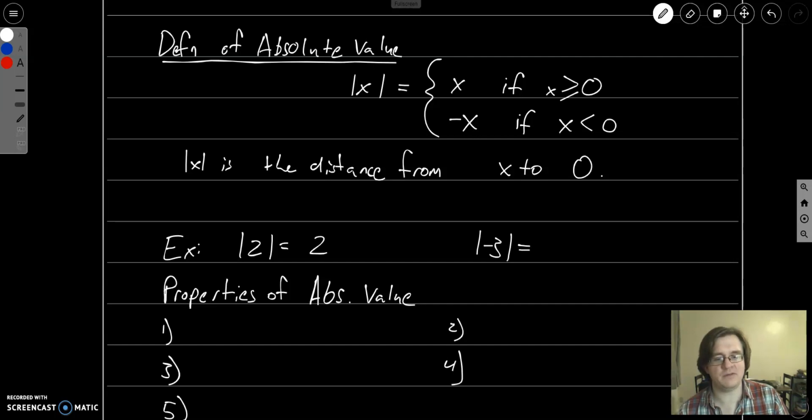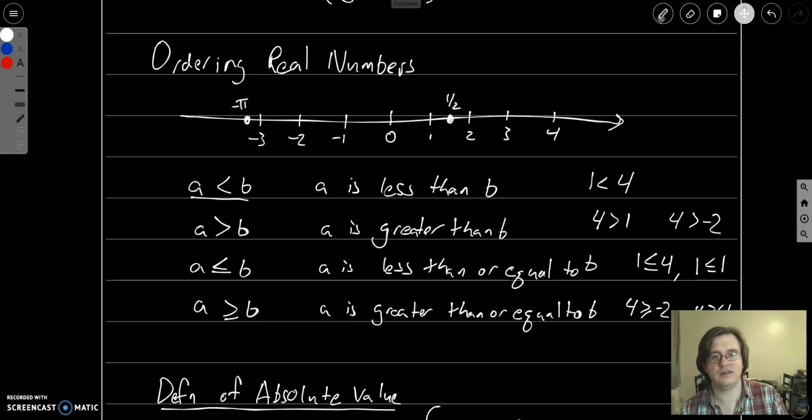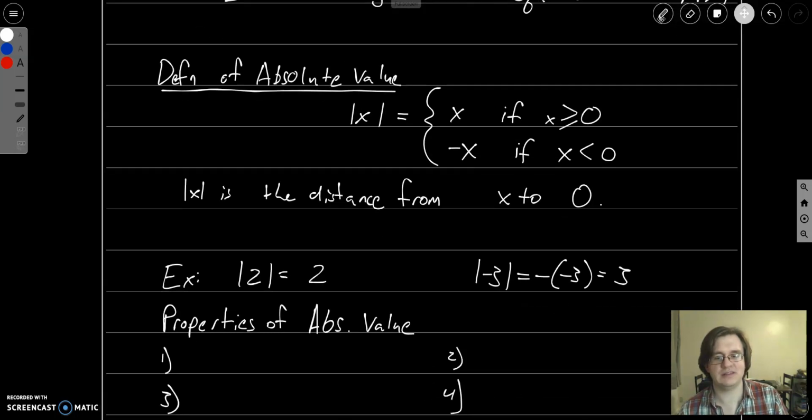But the absolute value of -3, if we follow our formula, -3 is certainly less than 0, so I add a negative sign. So this is going to be -(-3), and the negative signs will cancel out, and we just get 3. Very quickly, if we come back up to our number line, and we look at the distance from -3 to 0, we'll see that we have to go 1, 2, 3 over. So the distance from -3 to 0 is in fact 3, which makes sense.